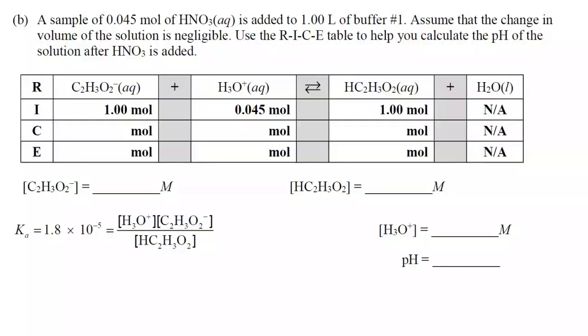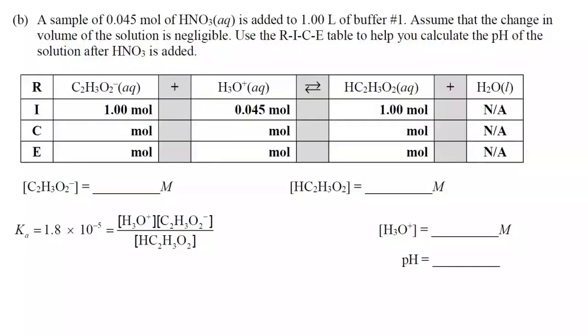Since we have 1 liter of a 1 molar solution of each component of the buffer, that's why the number 1.00 mole has already been filled in. And we have 0.045 mole of that strong acid, so we're showing that's the number of moles of the hydronium ion that's being added. Since the hydronium ion, the 0.045 mole, is our limiting reactant, that's going to determine the change in the next row of this RICE table.